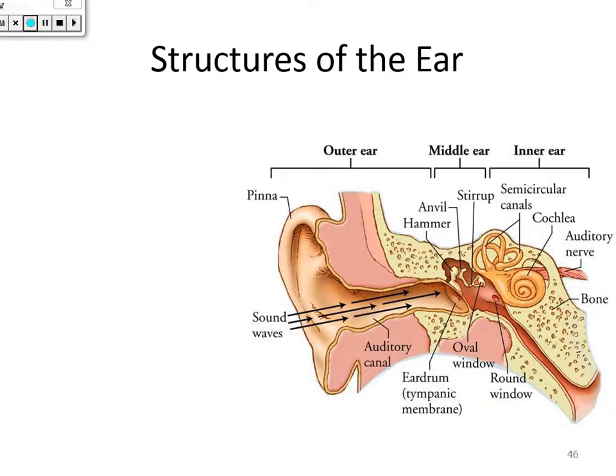The auditory canal bounces the wave off the tympanic membrane, or the eardrum, which then vibrates the hammer, anvil, and stirrup. It then sends the wave through the canal into the cochlea. The cochlea is filled with fluid. So the airborne wave now becomes a seaborne wave.